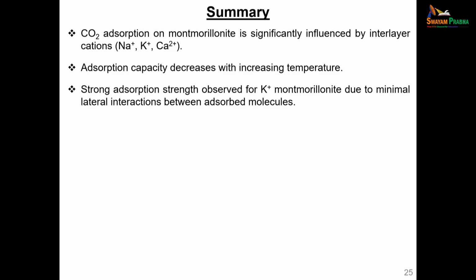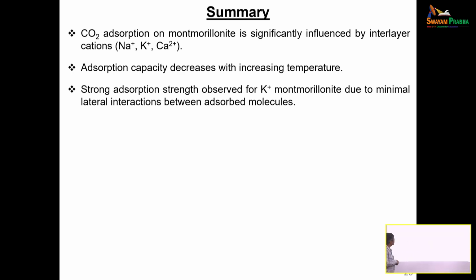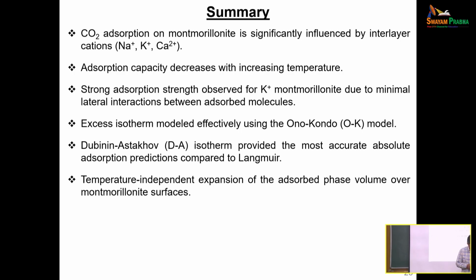In summary, let me try to put it, even though you might have already captured it very clearly. We all know that montmorillonite is a 2:1 smectite-based mineral, significantly influenced by what kind of cation is in the exchangeable position. That part is very clear. Second, we know that the adsorption capacity decreases with increasing temperature. It also varies with the exchangeable ion. In the case of a potassium-based exchangeable cation, a strong adsorption strength was observed due to the minimal lateral interaction between the adsorbed molecules.